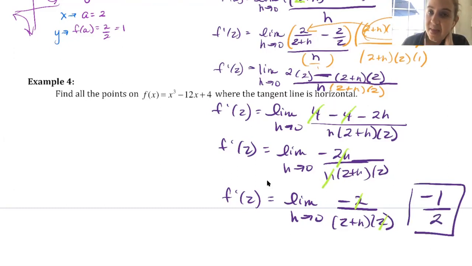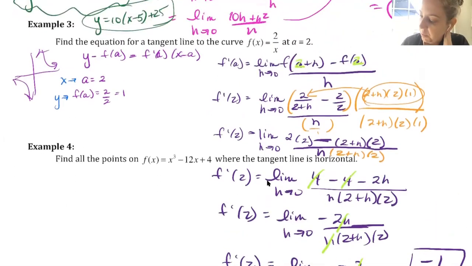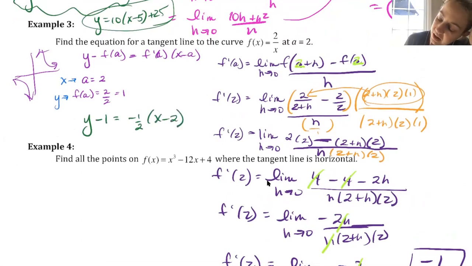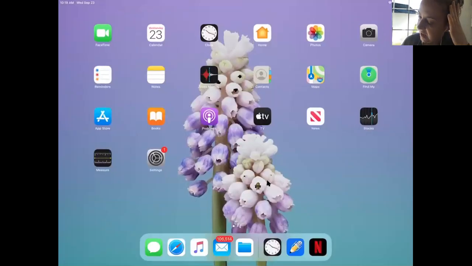What was all of that? That's the slope. Goodness, that's a lot of work. So when we put it all together, we have y minus 1 is equal to negative 1/2 times x minus 2. Now, I realize that my video is getting a little long here. I apologize, but I want to show you something. I want to show you what this looks like.